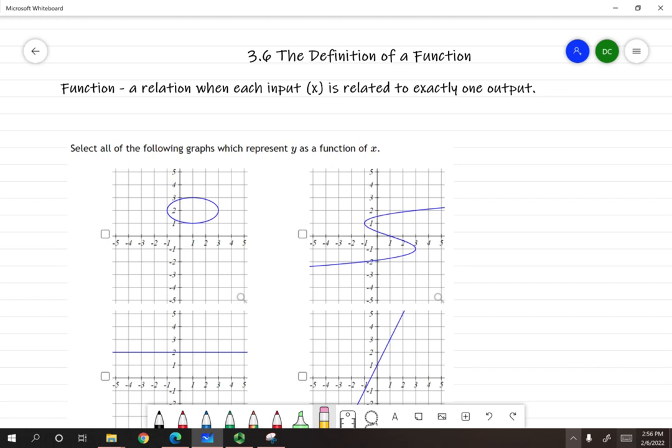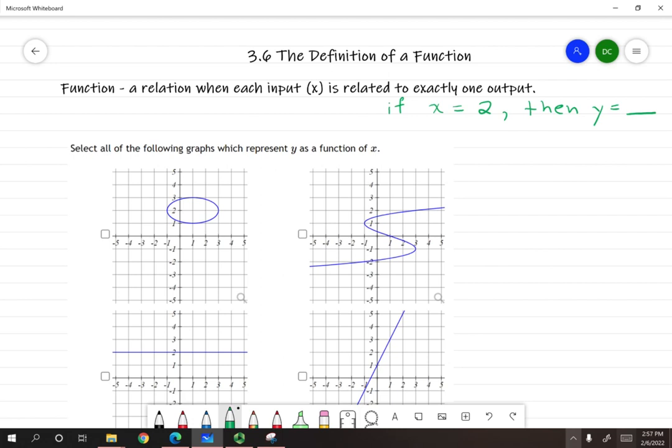And in this particular section, 3.6, we talk about the definition of a function. I have a pretty informal definition of a function right here. It's a relation where each input, which is the x value, is related to exactly one output. Typically, that would be the y value. So a function would be something like, I know that if x is equal to a specific number, say 2, then y can only be equal to one specific answer. So if I know what x is, I know that y can only be one and only one thing.